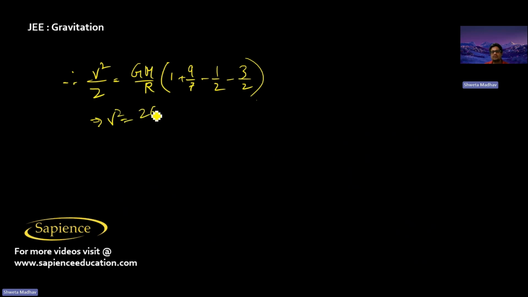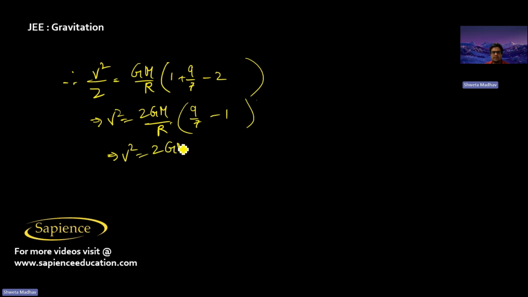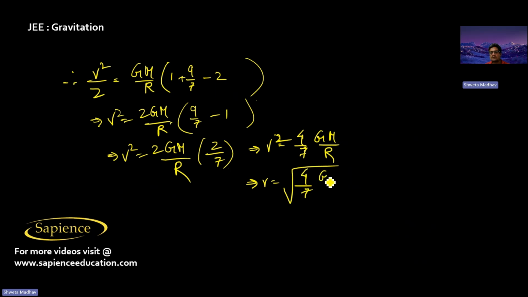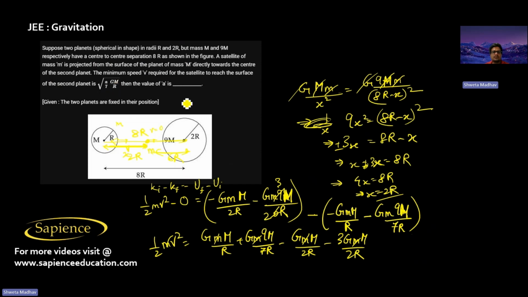So therefore, I can say v square will be equal to 2GM by R into, this will actually be half minus 3 by 2, that is minus 4 by 2, which is minus 2. So 1 minus 2, so this is actually 9 by 7 minus 2, so this is 9 by 7 minus 1. v square will be 2GM by R into 2 by 7. So v square is equal to 4 by 7 into GM by R. So that means v will be equal to root over 4 by 7 into GM by R. Here it is told root over a by 7 into GM by R, so a is equal to 4.